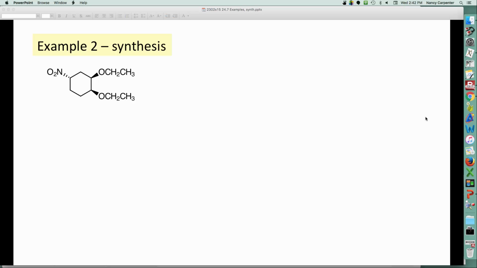Okay, well, that's interesting. The things that you should notice here are, first off, there's a syn relationship between those two guys, and they're 1,2. If they're 1,2, you're probably thinking alkene at some point. The other thing that's pretty obvious is, oh, a cyclohexyl ring. All right, well, let's take this away. Let's make this from what? You've got to be kidding.